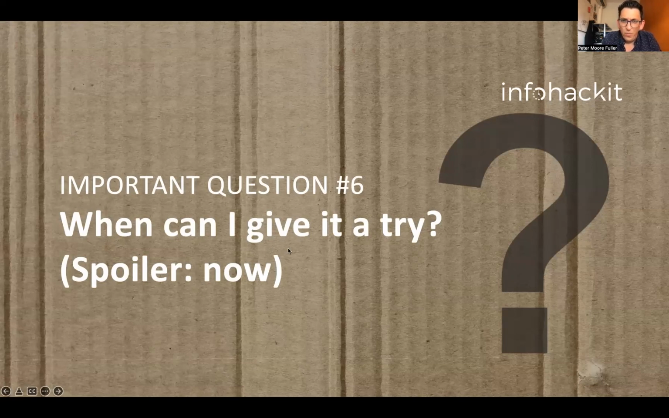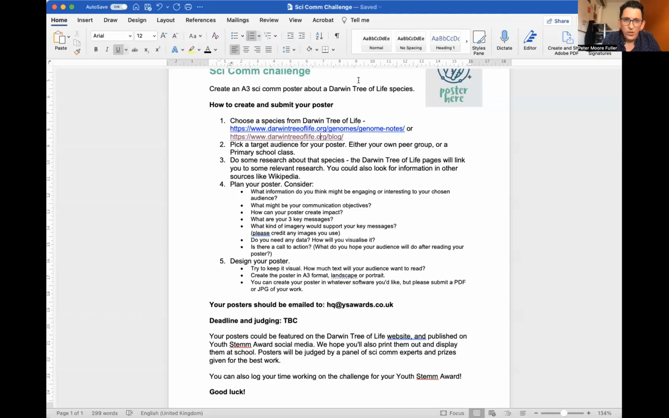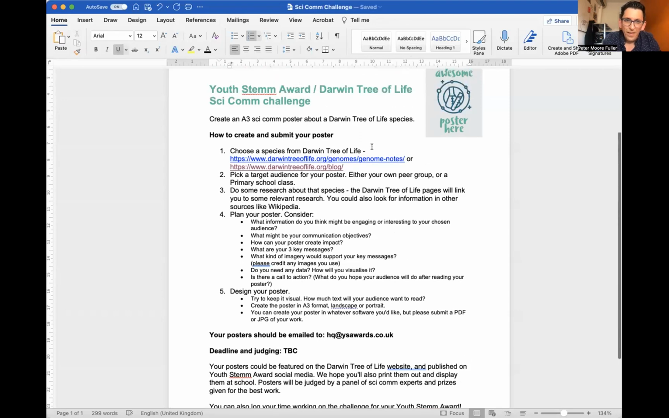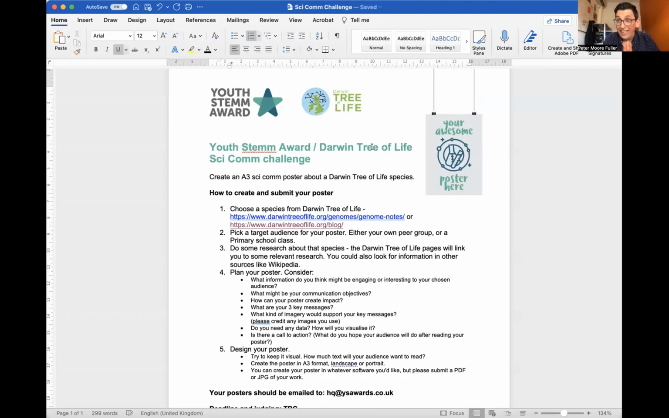And this document will be distributed to you. Bear with me, I'm just setting up a new share, which you should be able to see on your screen now. I'm just going to take you through this. So our challenge to you, from me at InfoHackIt and the guys over at Youth STEMM Award, and our sponsors Darwin Tree of Life as well, we would like you to have a go at designing your own science communication poster. Now, I'll take you through the brief. You can have a read of it yourself later on when it's distributed.